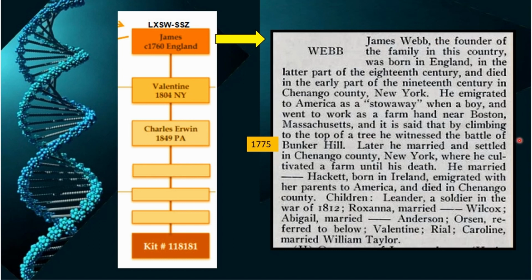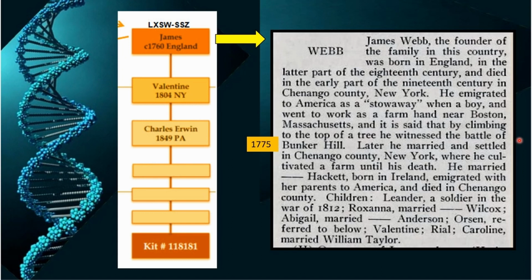James Webb, the founder of this family in this country, was born in England in the latter part of the 18th century and died in the early part of the 19th century in Chenango County, New York. He immigrated to America as a stowaway when a boy and went to work as a farmhand near Boston, Massachusetts. And it is said that by climbing to the top of a tree, he witnessed the Battle of Bunker Hill. That would have been 1775.